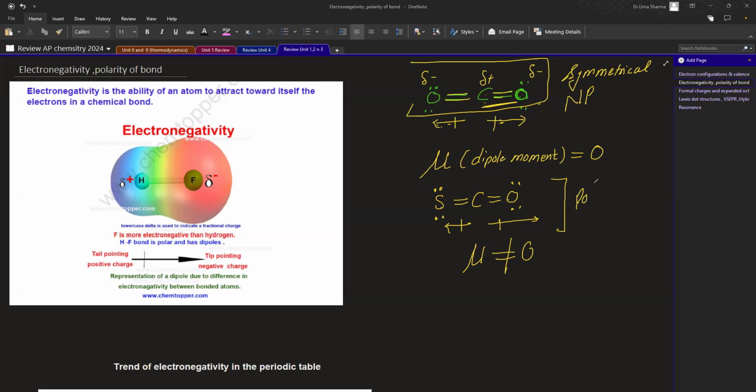This is polar. And if this molecule is polar, then what kind of attractive forces can it have? It can have dipole-dipole attractions. The dipole of one molecule is going to attract the dipole of another molecule. It's a polar molecule with dipole-dipole attraction. Okay, and I'm going to categorize this molecule as not symmetrical.